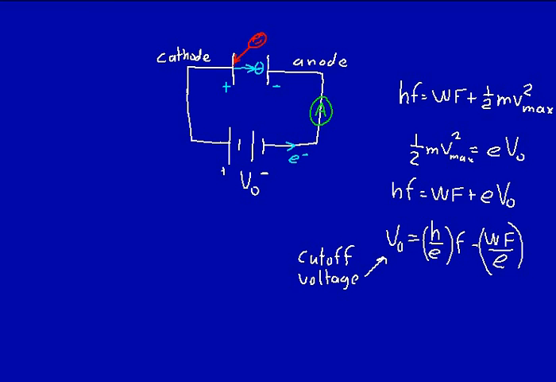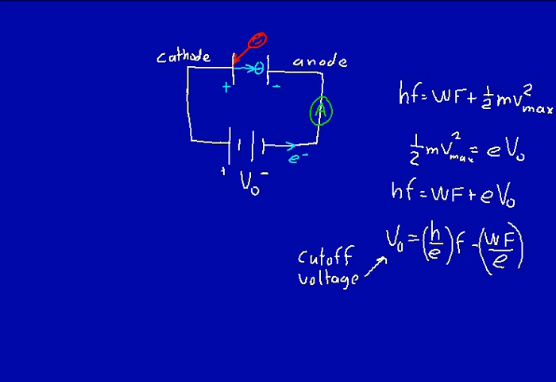That V0 value can be considered the cutoff voltage. That's the voltage that needs to be applied for a particular frequency of these incoming photons to stop the flow of electrons off of a cathode. This formula basically led many people to accept the photon theory for light.